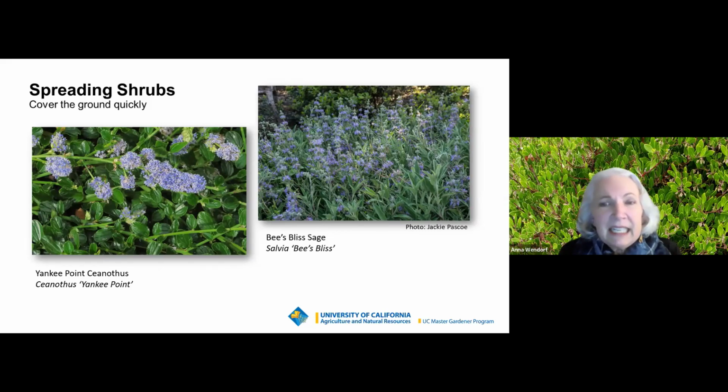The bee's bliss sage, also very fast. It'll grow about 2 feet tall and spreads at least 8 feet. This needs to be cut back really hard every few years to keep it really fresh looking. It does have the flowers, the pollinators, the insects, the birds. Everybody loves this sage.